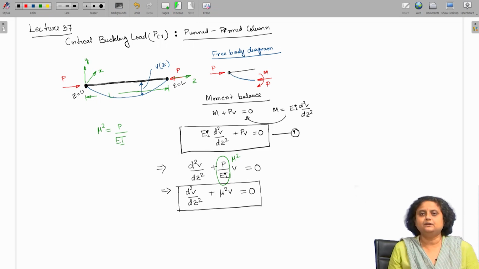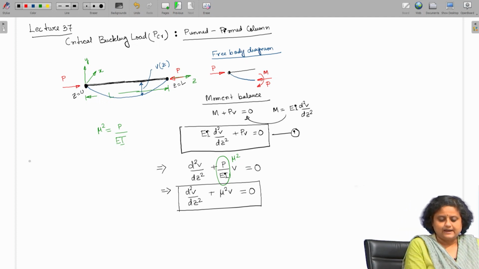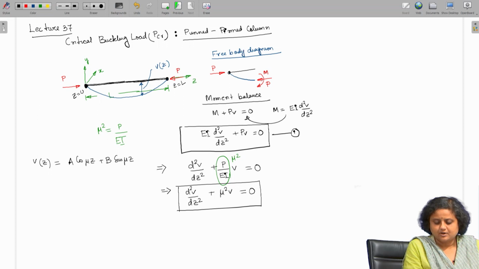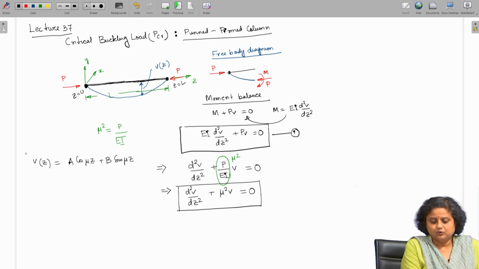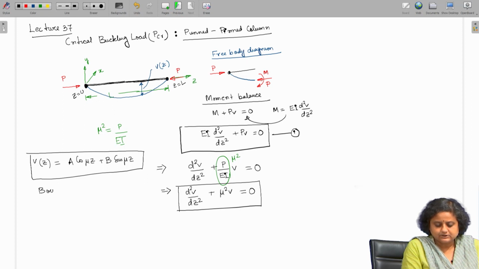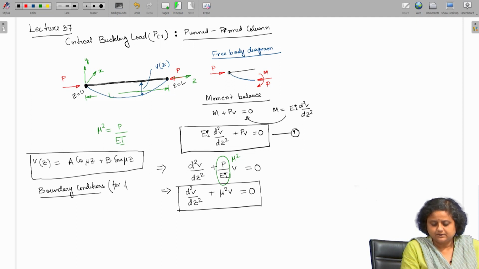Now, this is a simple ordinary differential equation, and the solution of this equation is going to be A cos mu z plus B sin mu z, where A and B are the unknown constants which can be evaluated in terms of the boundary conditions. Now, let us see what the boundary conditions are for a pin column.